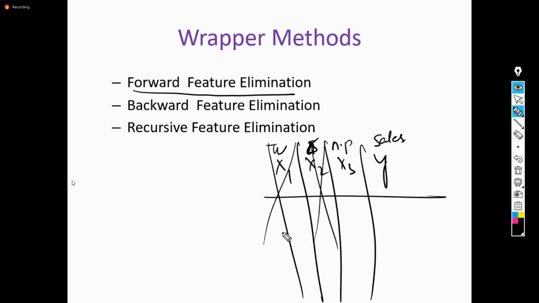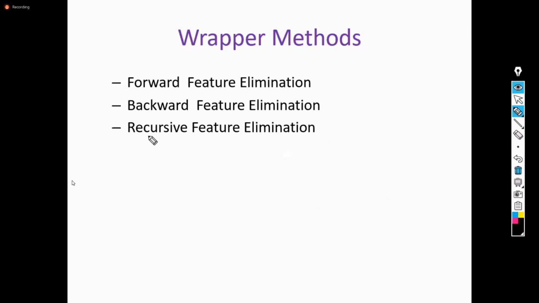Forward feature elimination means eliminating one after another. Feature means column. You are eliminating the columns in the forward direction, one after another. Backward feature elimination means in the backward direction. First you drop the newspaper, followed by radio, and finally you are left with only TV and sales. Now, recursive feature elimination means a subset of features, and you are going to eliminate from the subset.